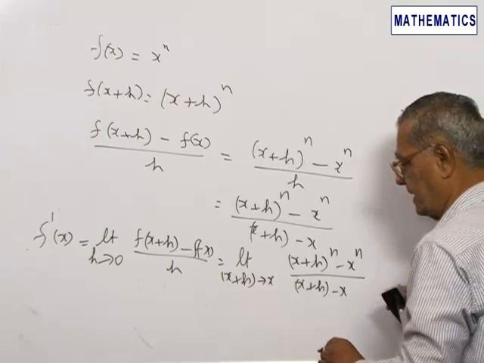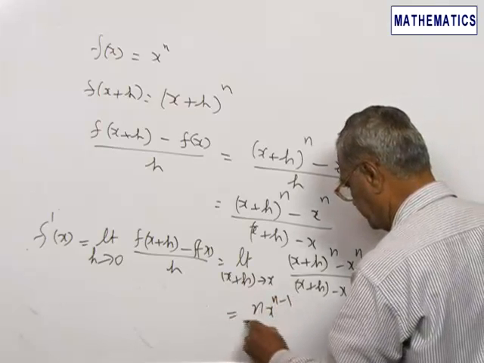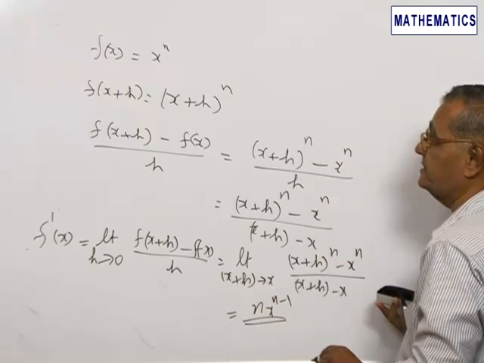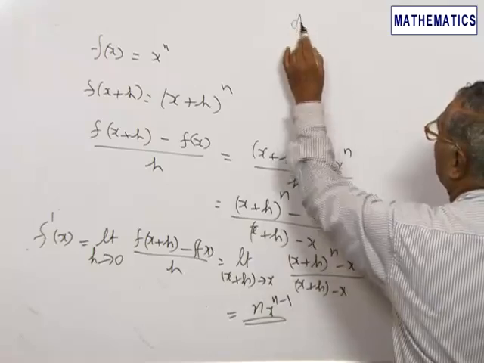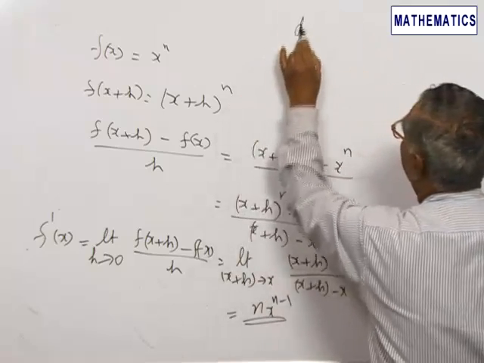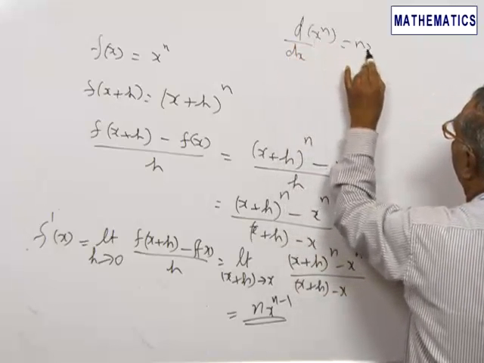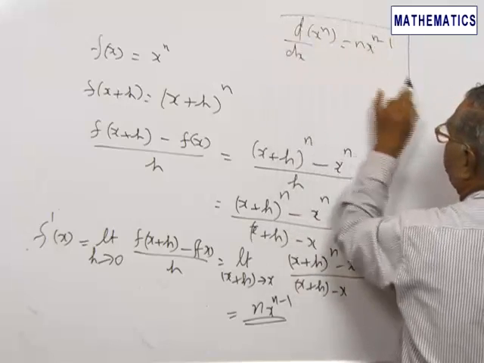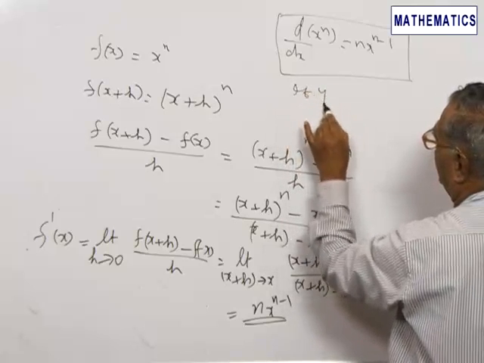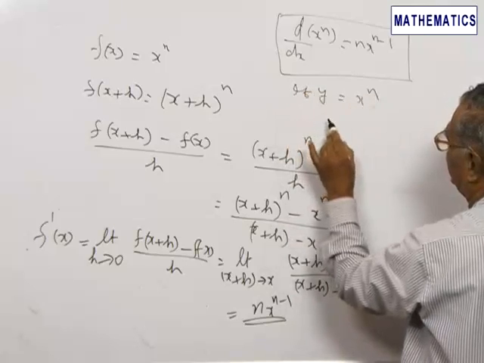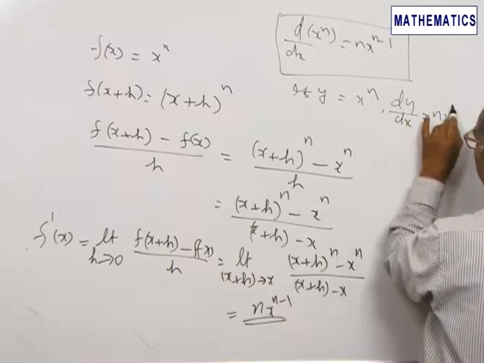You have already learned under limits that this is nothing but n times x power n minus 1. So, the derivative of the function x power n is n x power n minus 1. We can also write this in the form d by dx of x to the power of n is nothing but n x power n minus 1. Or sometimes we write, if y is equal to f of x, y is equal to x to the power of n, then dy by dx equals n x power n minus 1.